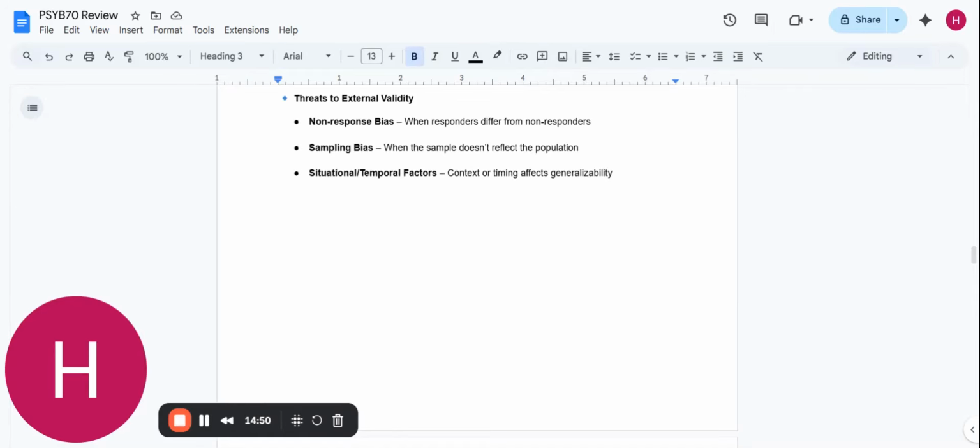So there are different threats to external validity. The first one is non-response bias, which means people who don't respond differ from those who do. Let's say we have a survey, and the ones who are taking the survey are the ones who are more outgoing and are more interested in taking part in different studies. That would provide some sort of non-response bias.